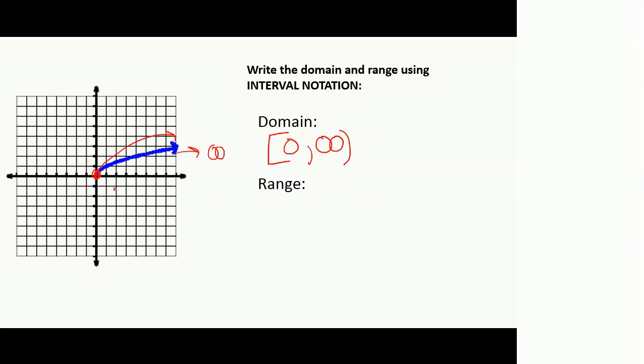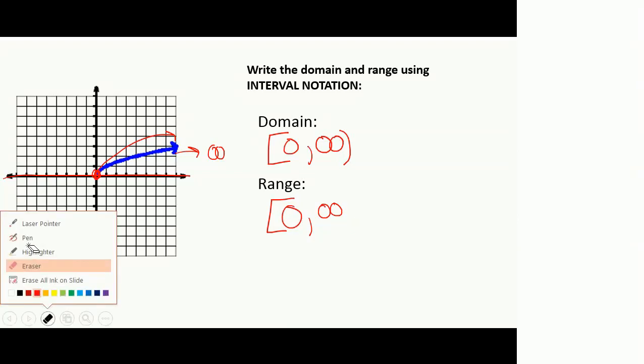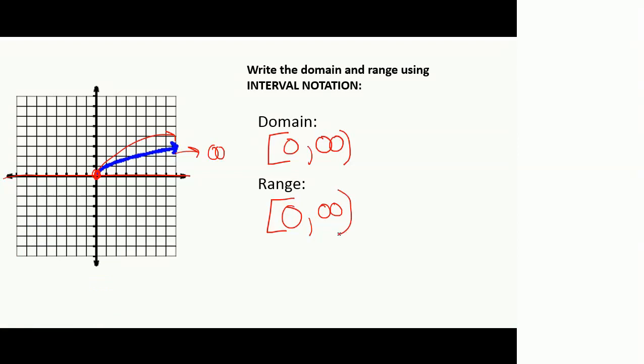What about my range? I know I'm starting at 0 for my range, because here's my 0. This is going to keep growing and growing and growing, so it's also positive infinity. Whoa, that was a pretty square parenthesis. Let's fix that. There we go. Make sure your brackets and your parentheses look different.